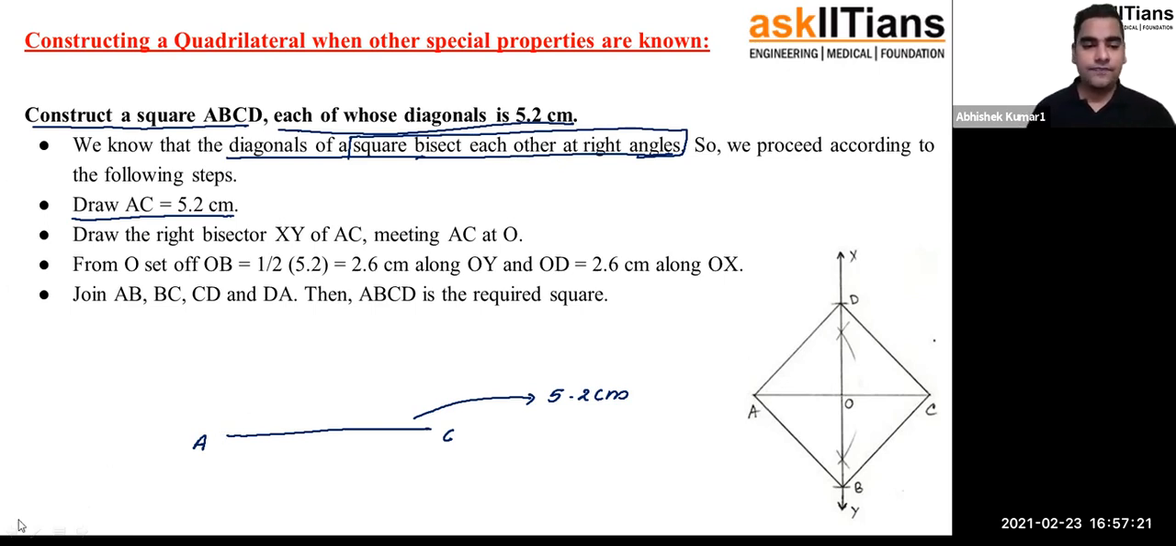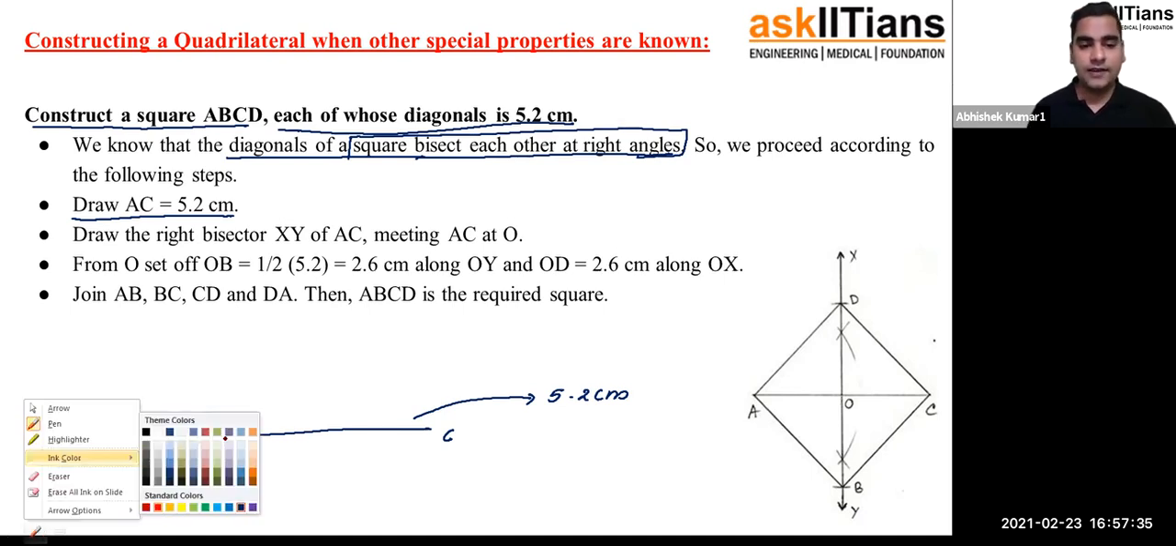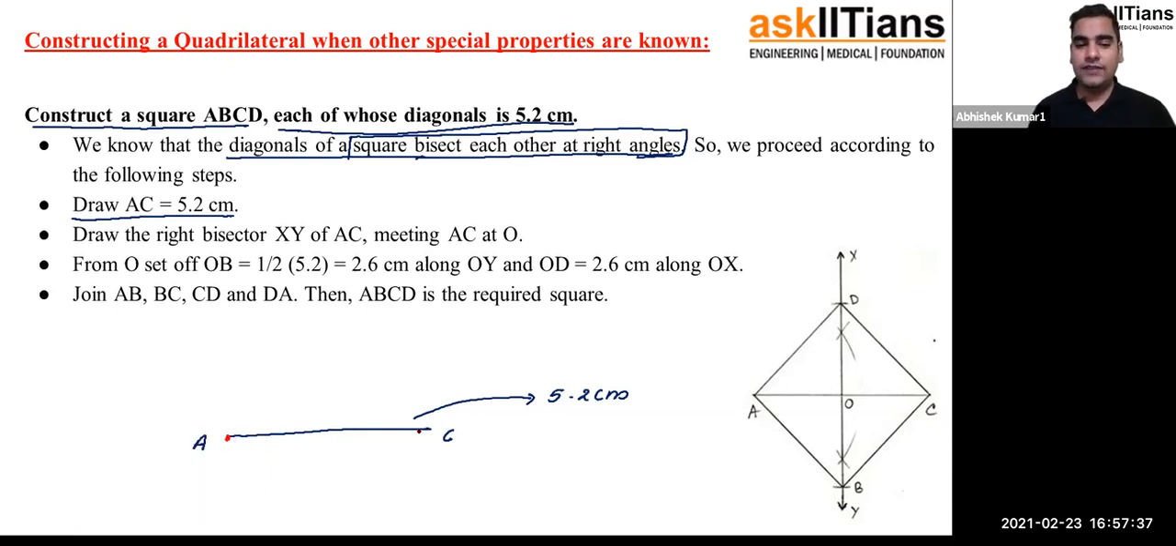Let me choose another color to show you that. You assume A to be the center and measure more than half of this length AC. I repeat, you assume A to be the center and measure more than half of AC. Mark one arc here, second arc here. Then assume C to be the center, keep the arc length unchanged, and mark one arc here and the second arc here.